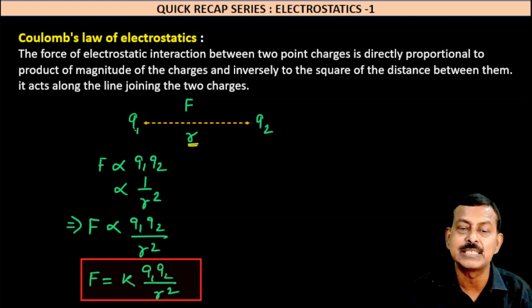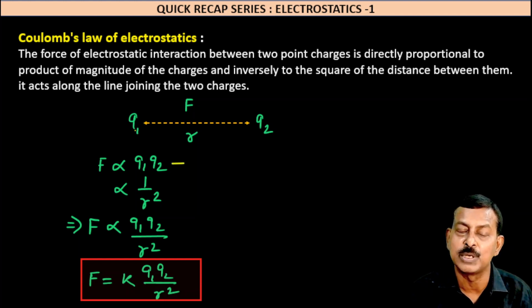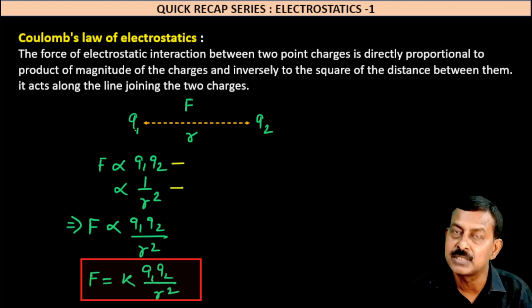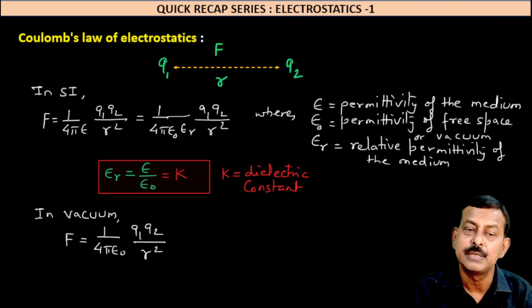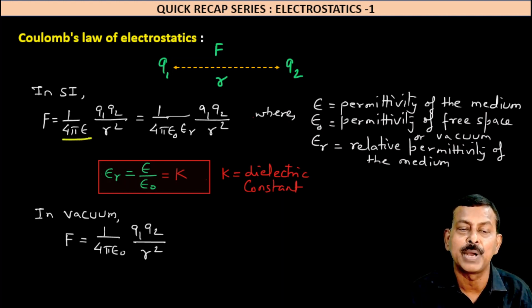In that case, we can write the expression for the force using Coulomb's law as F proportional to Q1 Q2 and F proportional to 1 by R square. If you combine them, then you will have F proportional to Q1 Q2 by R square. If you remove this proportionality sign, then we can introduce some constant of proportionality K here. In the SI system, this constant of proportionality we can write as 1 by 4 pi epsilon. Q1 Q2 by R square is still there.